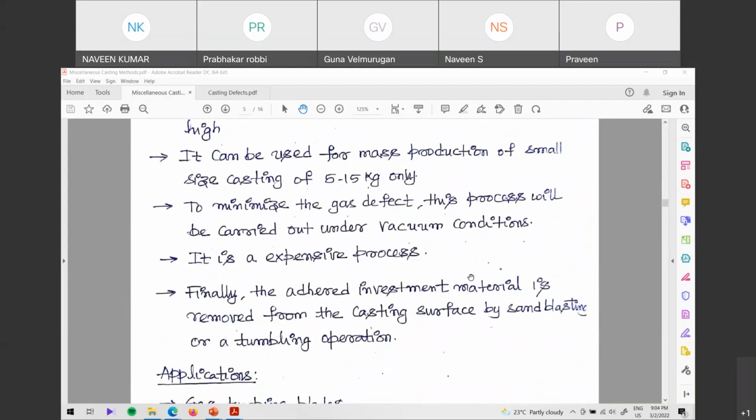Okay, and it is very expensive. Obviously, you are doing it with the wax. Then again, you are forming a tree. Then you are dipping, waiting, dipping, waiting. Again heating. Again getting the wax out. Shell is formed. You're pouring, breaking it. All these things are a big process, and it is expensive.